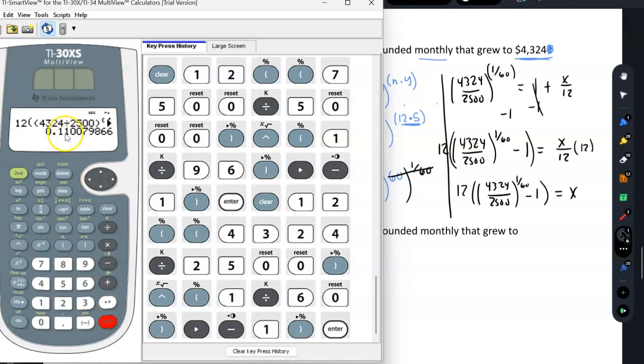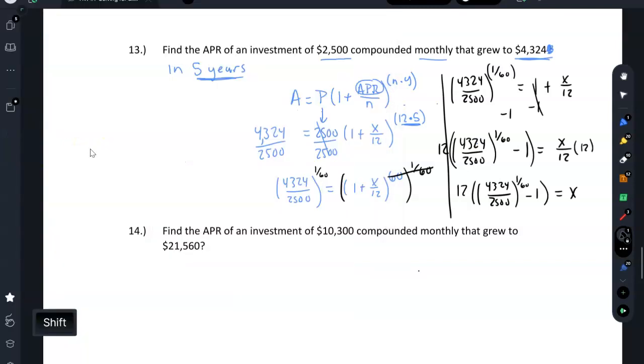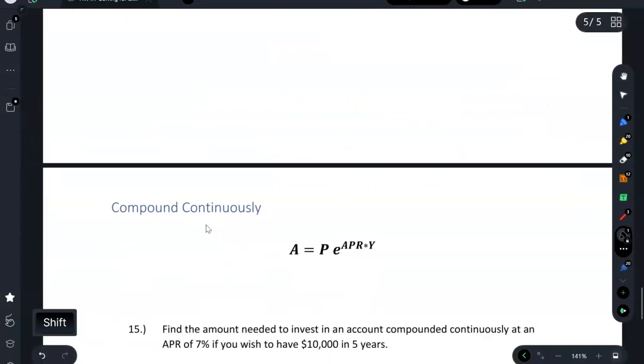But if I round this to the nearest 2 decimal places, I would move the decimal 2 times to turn it to a percent. So I get 11.01 when I round that second 0 up to a 1. So that's going to be 11.01%. Okay, 14 is for you to do.